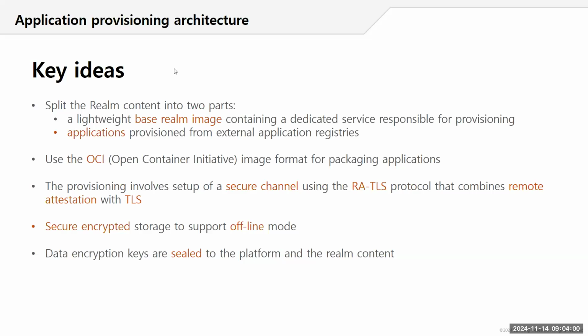And of course, the provisioning process has to involve the remote attestation of the platform and the base realm content. Here we utilize our custom implementation of the RA-TLS protocol that combines remote attestation and TLS. This protocol is used to establish a secure channel between the realm daemon running inside a base realm OS and an external image registry. In this case, the external image registry takes the role of a relying party in RATS architecture, and the realm and the underlying platform take the role of the attester.